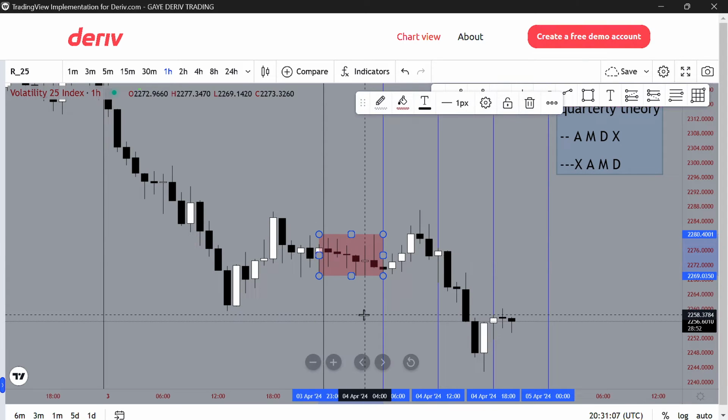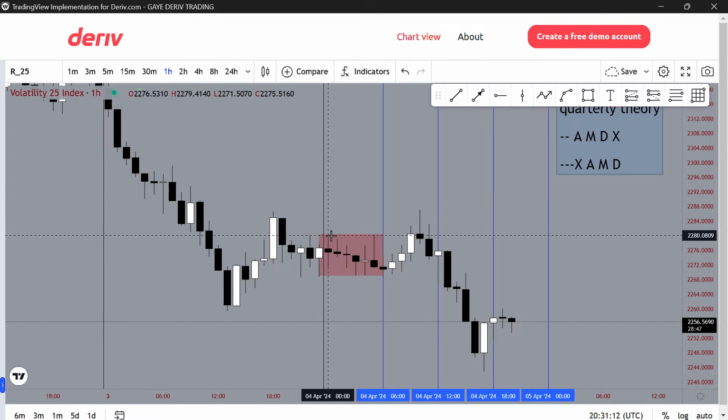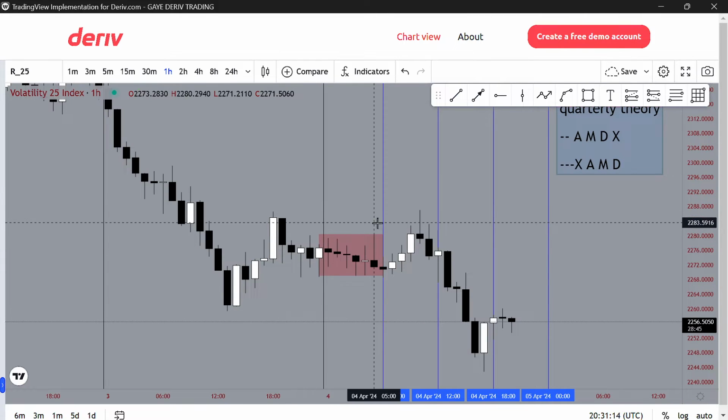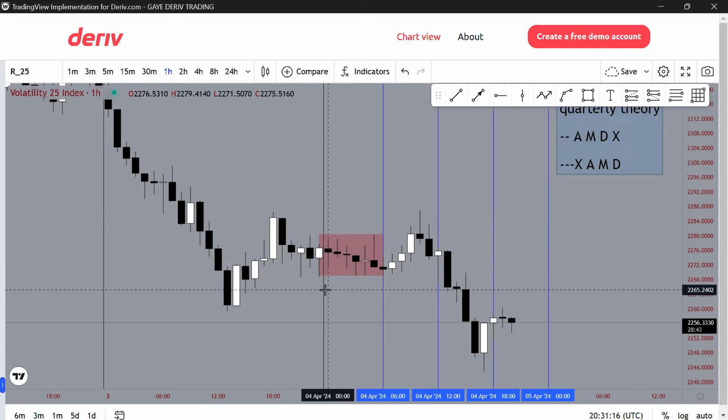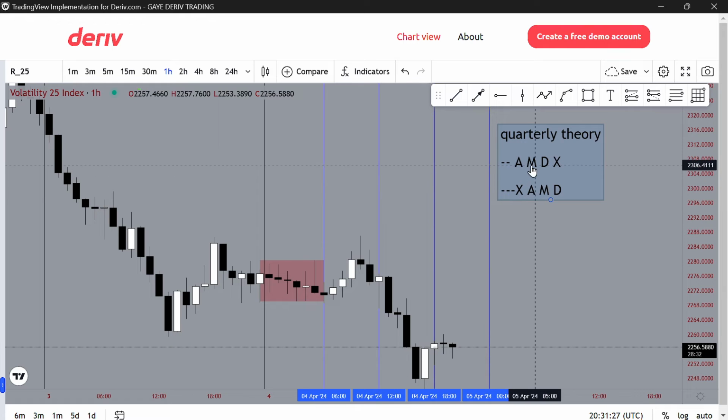Price was just consolidating, building up orders. If price is building up orders, stop losses are going to be resting above and stop losses are going to be resting below. So that's accumulation. If the first quarter has accumulated, we expect the second quarter to do what?